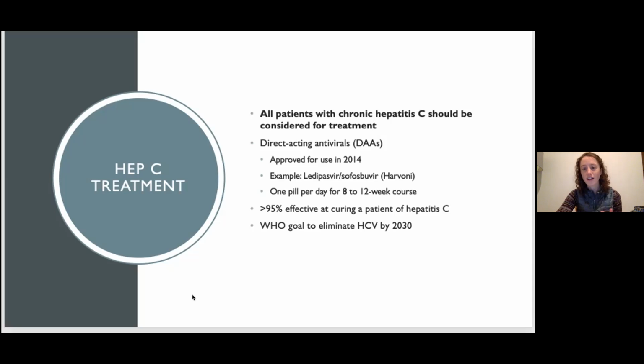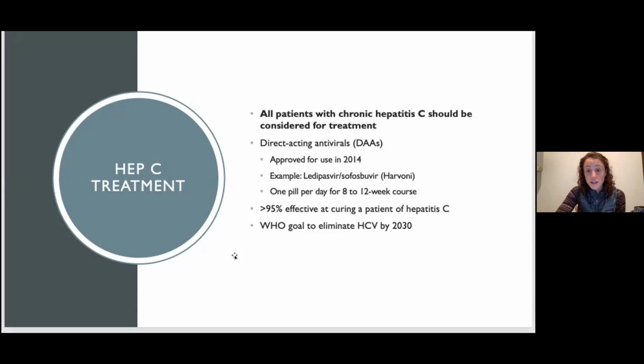I think we have all come of medical age in a post-DAA era. I think sometimes we lose sight of the fact that this is one of the greatest scientific achievements of our lifetime, at least within medicine. We had a chronic disease that was affecting millions of people and limiting their lives. And now we have a 2-month to 3-month course of treatment with pretty low side effects that is 95% effective at curing them. It's incredible.